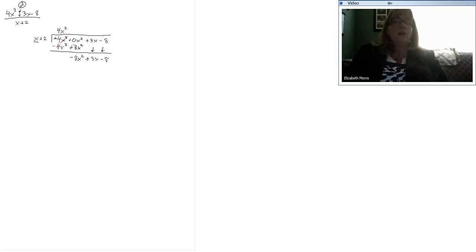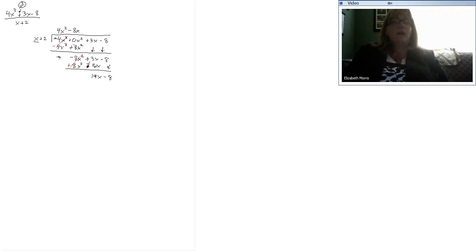What would I multiply x by to get negative 8x squared? Negative 8x. Negative 8x times x is negative 8x squared, and negative 8x times 2 is negative 16x. Now I'm subtracting, so I change the sign. That becomes a positive, and that becomes a positive, and those cancel out. And left here, I have 3x and positive 16x, which gives me 19x, and I bring down the negative 8. And I start all over.